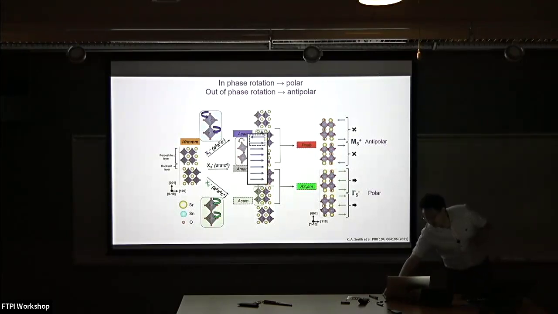this sample. So basically that means we have the antipolar phase as a domain wall in between the two opposite polarization. And the switching of the polarization is done by the translation of this antipolar domain wall.